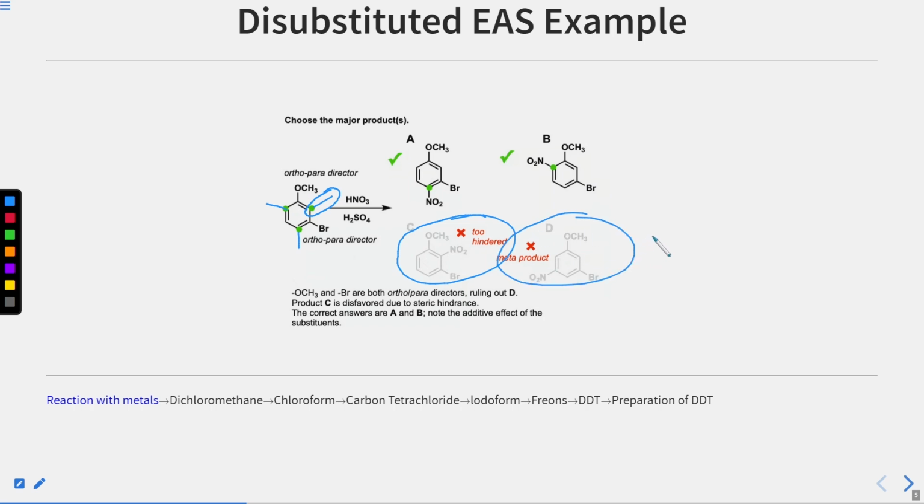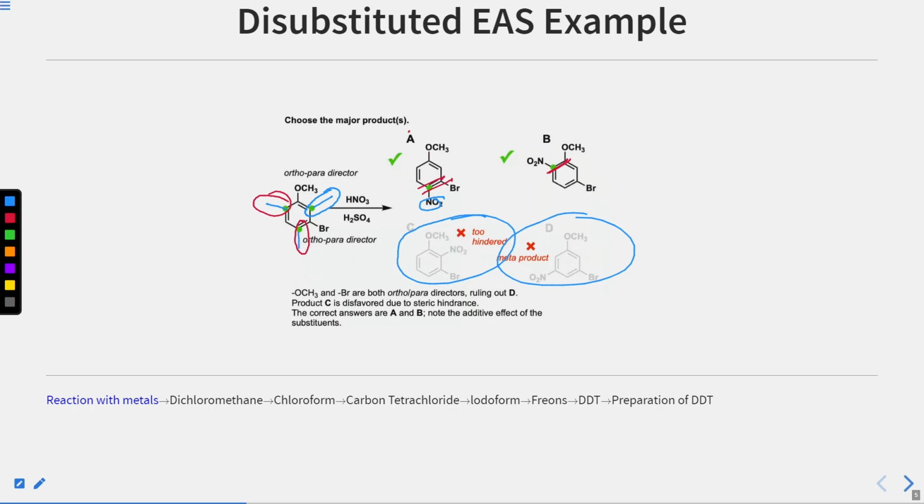So one is electronically not favorable, and another one is sterically not favorable. Now we are left with two of these, so only two of these will be formed. This one means at this position and at this position. You can see here, two kinds of substituents.